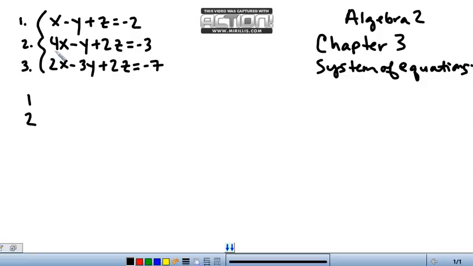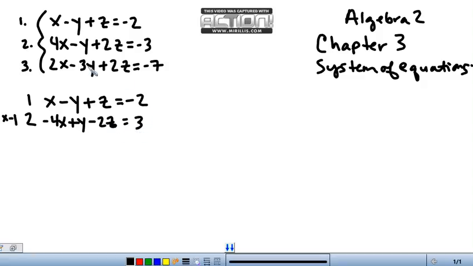and I'm going to multiply equation 2 by negative 1 just to make my y's opposite signs. Go ahead and bring down my equation 1: x minus y plus z equals negative 2. And then multiplying equation 2 by negative 1, that would be negative 4x, positive y, negative 2z equals 3.